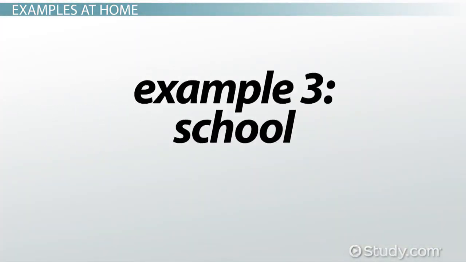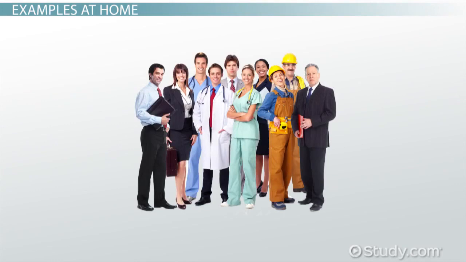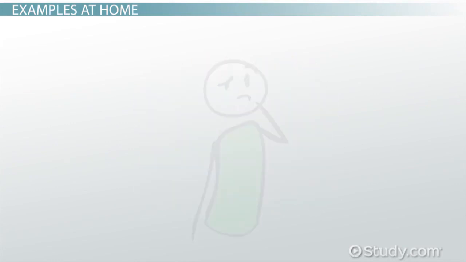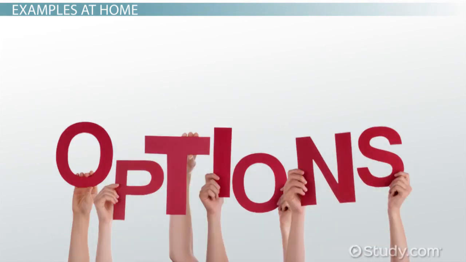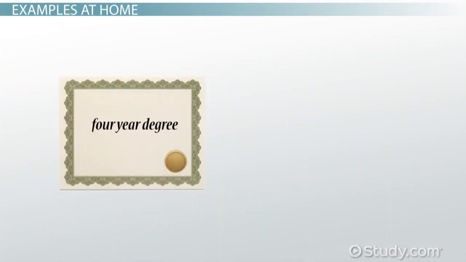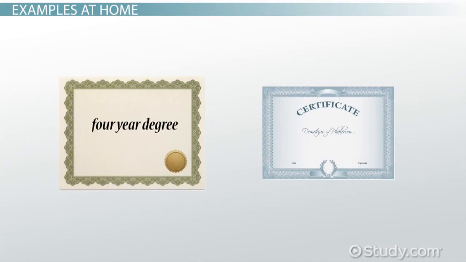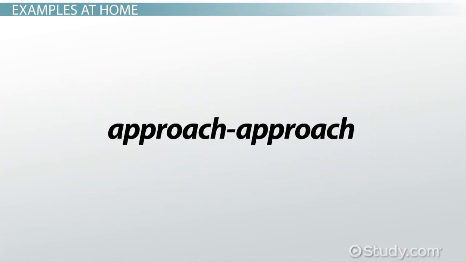Example 3. School. You are ready to enter the job force. However, you realize you're underqualified and really unsure of the career path you want for yourself. The two options you're looking at are very different. One requires a 4-year degree. The other requires a 10-month certificate program. Once again, you are dealing with an approach-approach conflict.